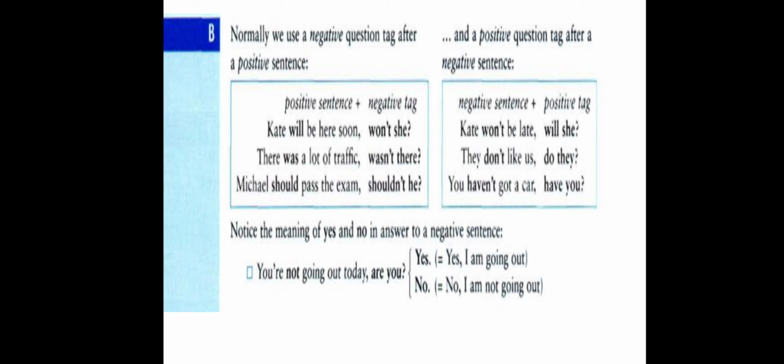Notice the meaning of yes and no in answer to a negative sentence. You are not going out today. We have here a negative auxiliary verb in the sentence or statement. After today we have a comma. Then the question comes positive. Are you? Then a question mark. What will be the answer? The answer will be yes, which means yes, I am going out, or no, which means I am not going out.